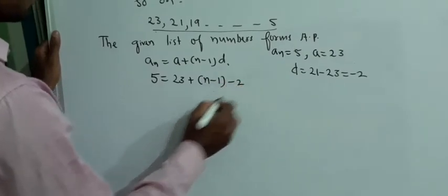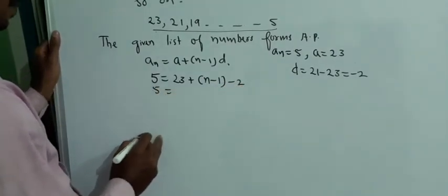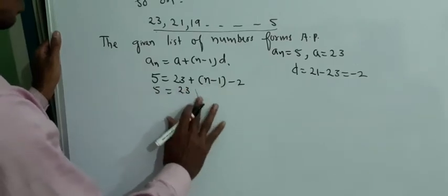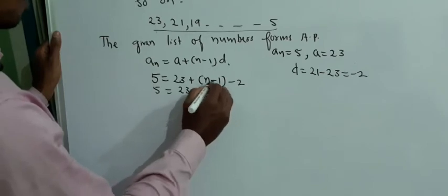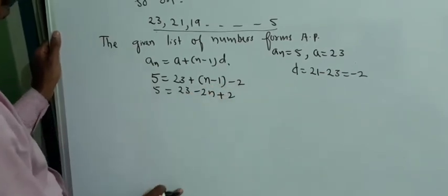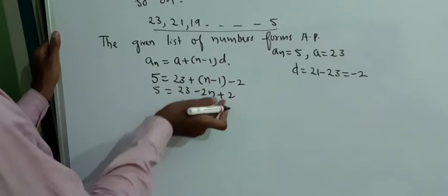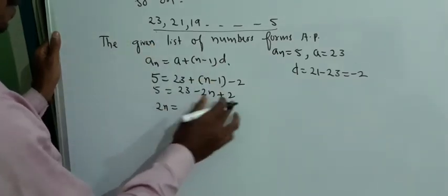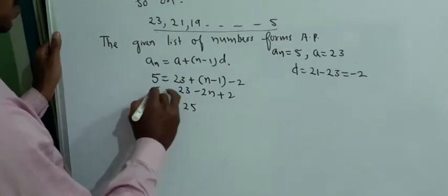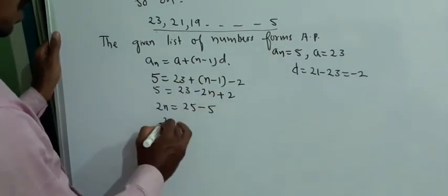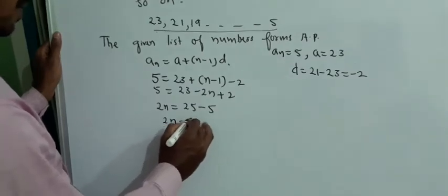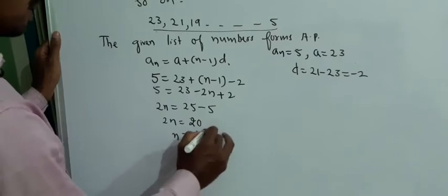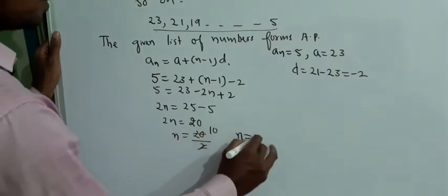D is minus 2. 5 is equal to 23 plus 2, minus 2 into n, minus 2n, minus into minus plus 2. Now, minus 2n, if I transfer it to the left hand side, it will become 2n. 23 plus 2 is nothing but 25. This plus 5 will become minus 5. So 2n is equal to 20, and n is equal to 20 divided by 2. 2 10s are 20. So n is equal to 10.